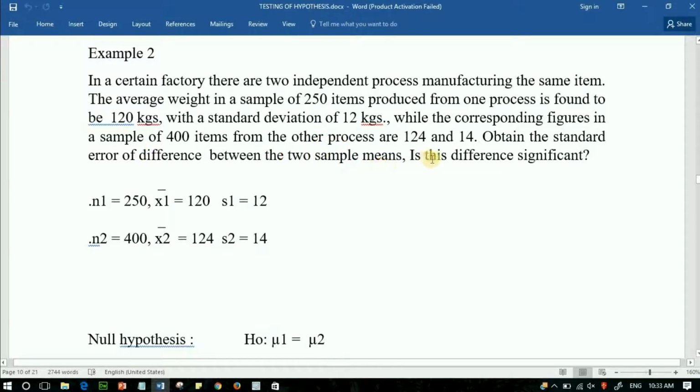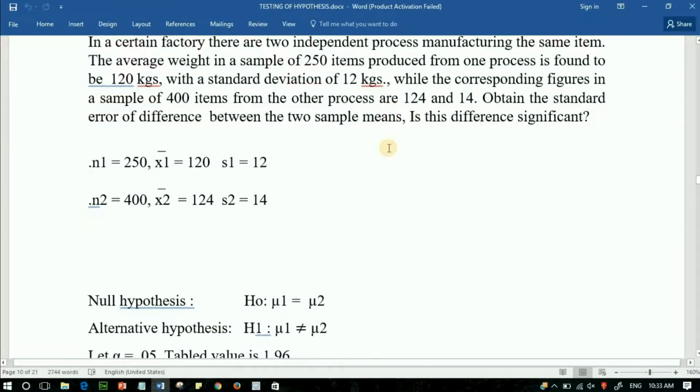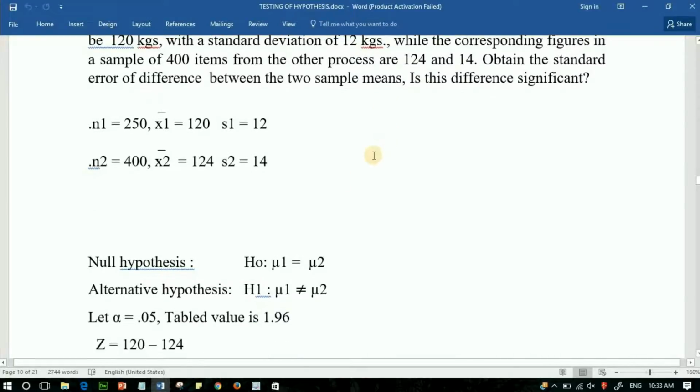Is this difference significant? Here, compared to the last problem, they are asking whether there is any difference. That means H0 is that there is no difference. The alternative they are asking is whether there is any difference, so you take the alternative hypothesis H1: mu1 is not equal to mu2. Nothing is specified, so we take alpha equal to 0.05. Already we discussed that the table value is 1.96 for a two-tailed test. For a single-tailed test, it is 1.645.